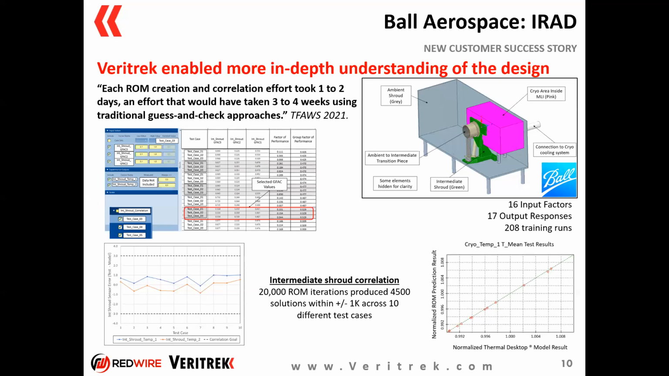Of those 4,500 solutions, we use a group factor performance to whittle out and rank some of the better performing solutions. And then Ball looked a little more closely at those and ended up finding a viable solution that worked really well. It only took a couple of days to do this ROM model correlation, whereas using traditional approaches they thought it might take on the order of weeks. So it's an order of magnitude reduction in the time required to do model correlation. All right, Jake, we can go to the next slide.